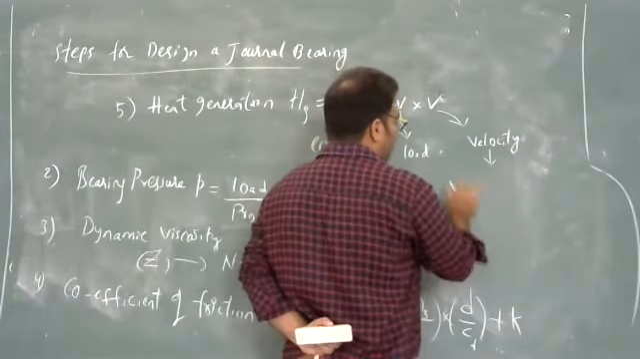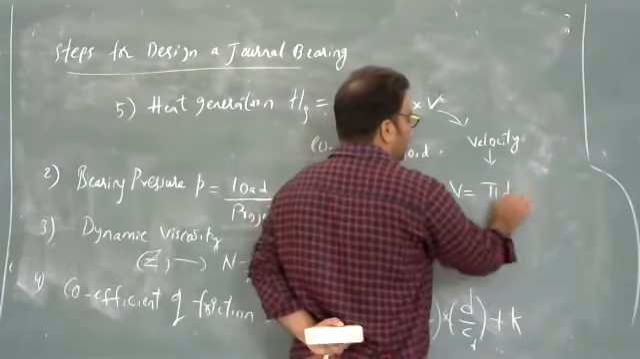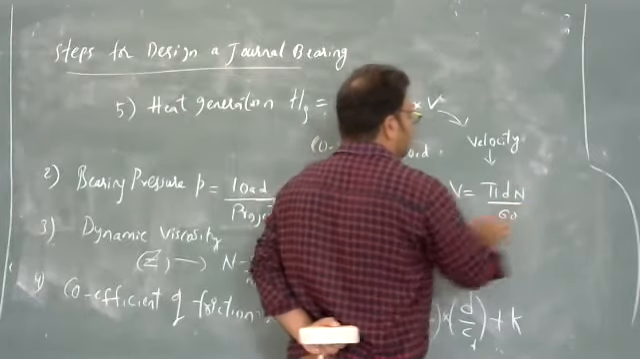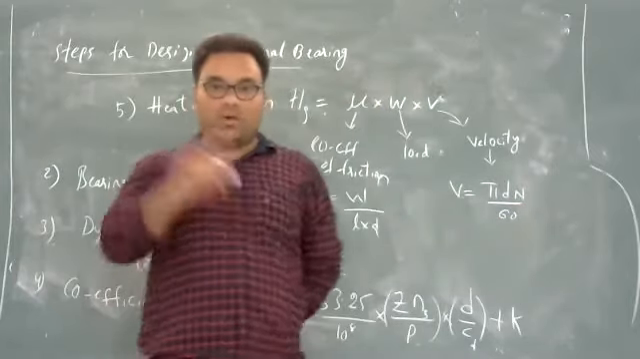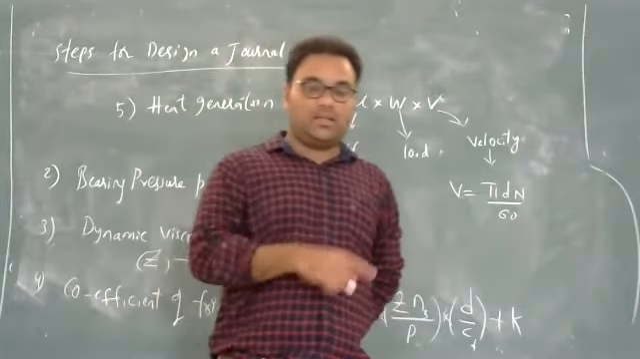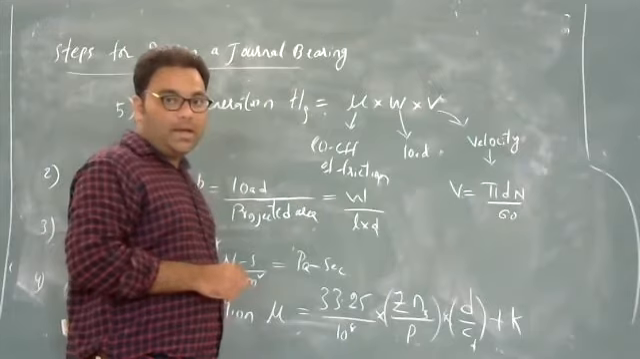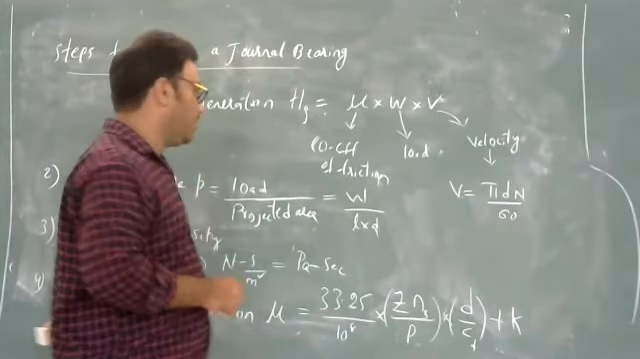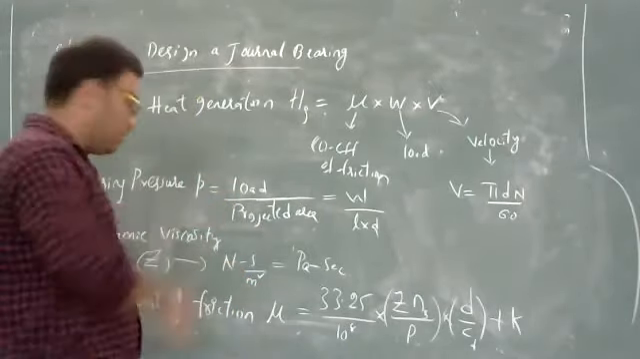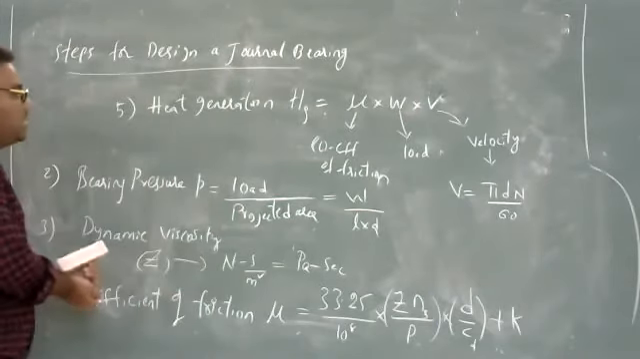So we have a separate formula, that is pi d n by 60. What is the angular velocity when the bearing is rotating like this? So V equal to pi d n by 60. Not angular velocity, real velocity. Okay. The heat generation we have completed.